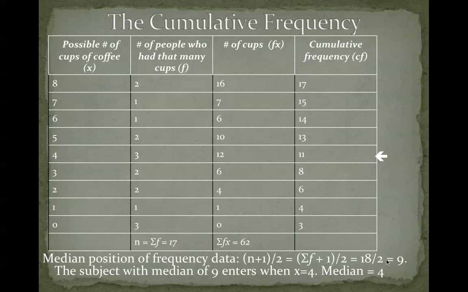So the 9th person, or the 9th position, is 3, 4, 6, 8, and in here it enters as the 9th. So that's the position, and the median value, using frequency data, is simply going over here. So the number of cups of coffee is 4. I just look at the value of x when the median position is 9, and the median value is 4.